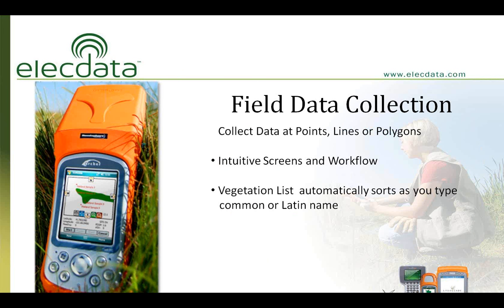For the field data collection, you can collect data at points, lines, or polygons. Everglade in the field provides some intuitive screens and an easy workflow. One of the nicest features of Everglade Mobile is that you have a vegetation list that automatically sorts as you type in either the common or the Latin name.